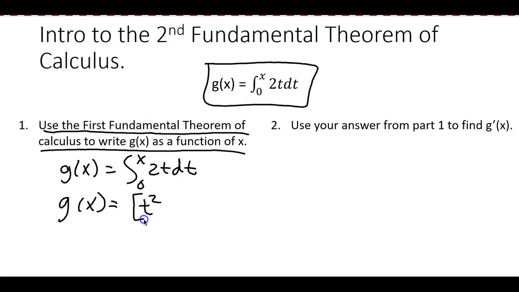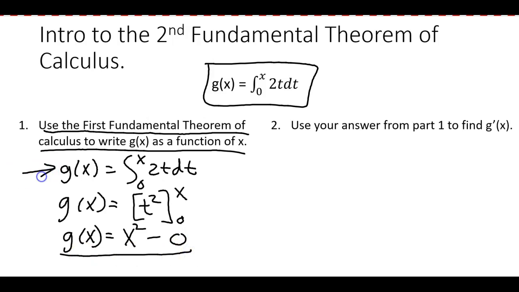T squared. And we're going from 0 to x. So if I plug in x, I get x squared, right? And then if I plug in 0 and subtract that, I get 0, right? So there it is. So this function is the same thing as this function. It's just that this one's written as an integral, and this one's just written as a polynomial, but they're actually the same function.